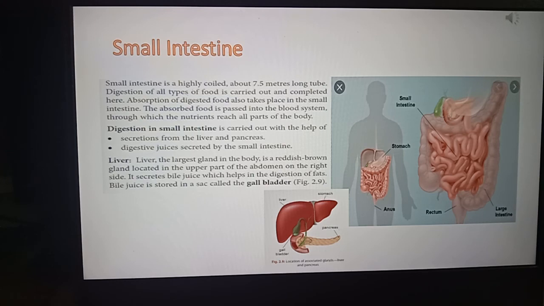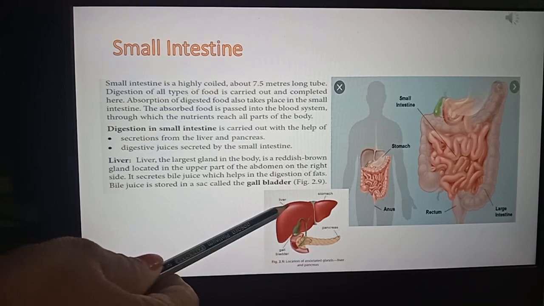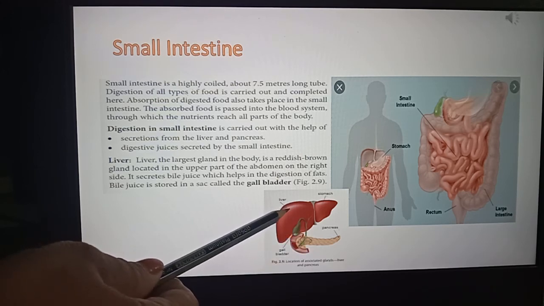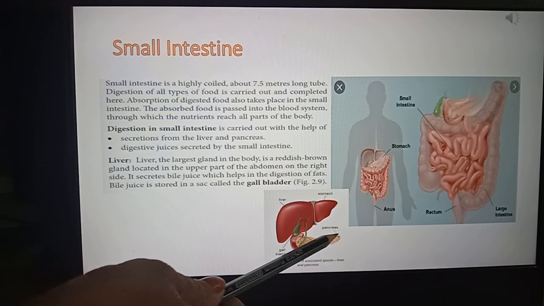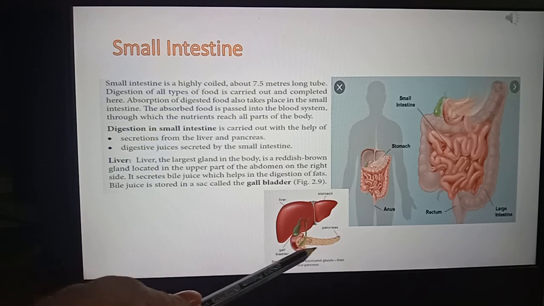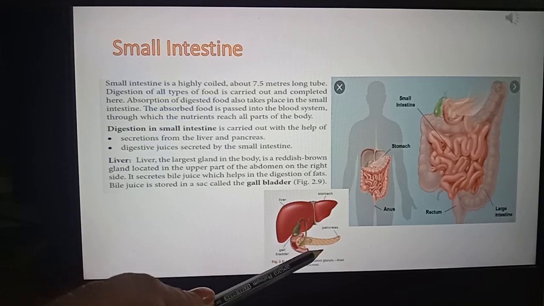This was the function of the liver. Now comes the pancreas. The pancreas is also a gland. See, this is the pancreas, this is the gallbladder, this is the liver. The liver had secreted the bile juice, and it is getting stored in the gallbladder. Now comes the work of the pancreas. The pancreas is cream colored, and it is located just below the stomach.